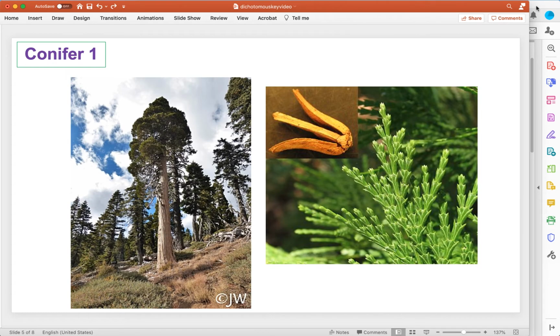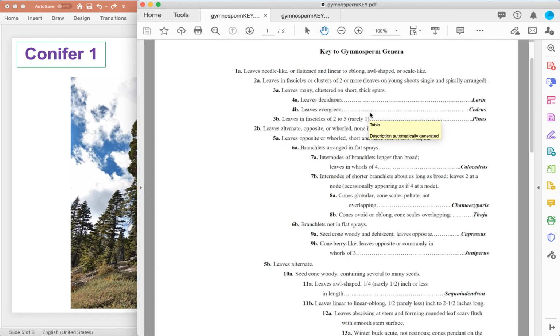Well, now we switch to your key. You'll need to download this little PDF, Key to Gymnosperm Genera. This time we don't have A and AA, B and BB. We have 2A and 2B, 4A and 4B, okay? So it's the same idea, a dichotomous split. It's just that this time you're choosing between A and B within a single number, okay?